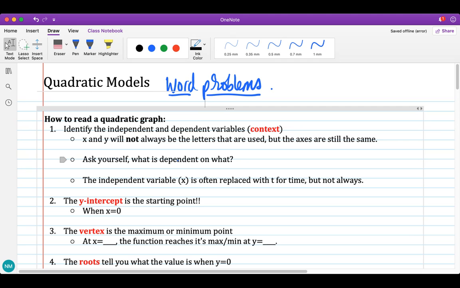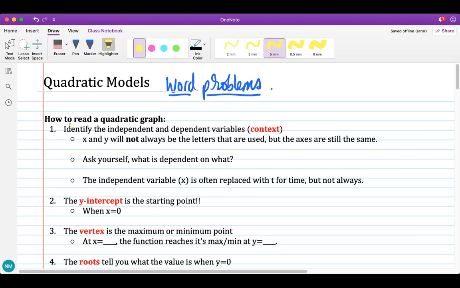We're going to be given the graph. We're going to talk about how to read a graph. Okay? So, how to read a quadratic graph. What is the shape of a quadratic function? We've done that at this point. It is this U shape, which is called a parabola.